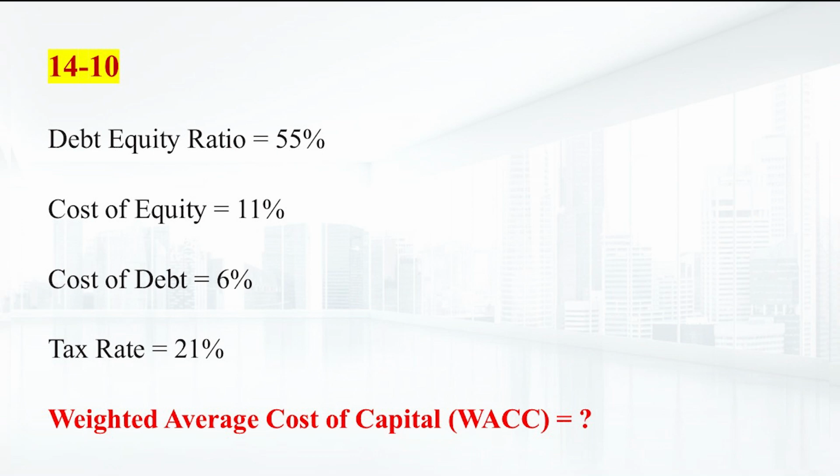Lannister Manufacturing has a target debt equity ratio of 55%. Its cost of equity is 11% and its cost of debt is 6%. If the tax rate is 21%, what is the company's weighted average cost of capital?